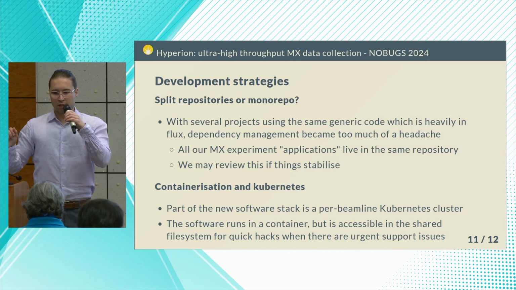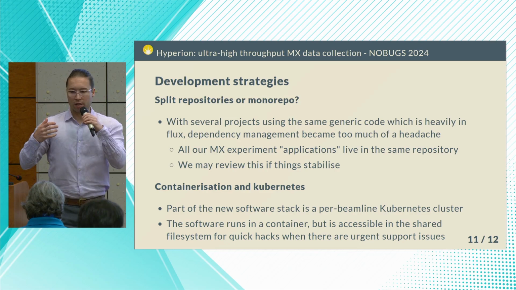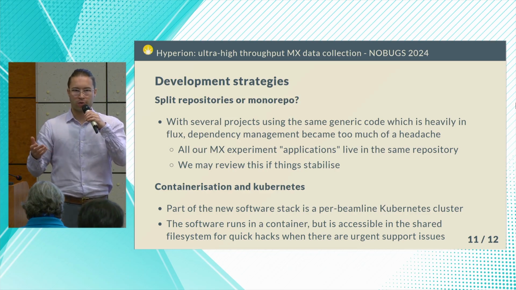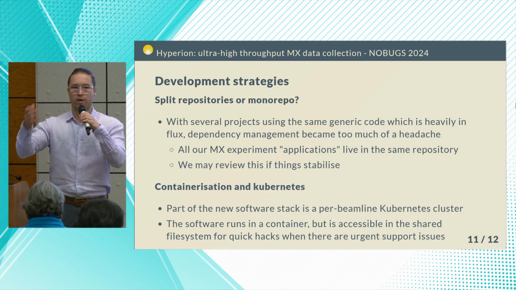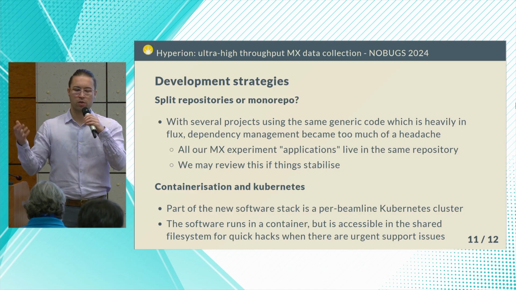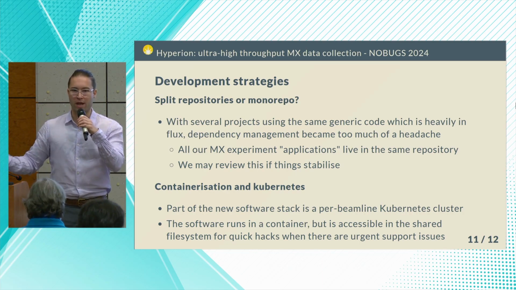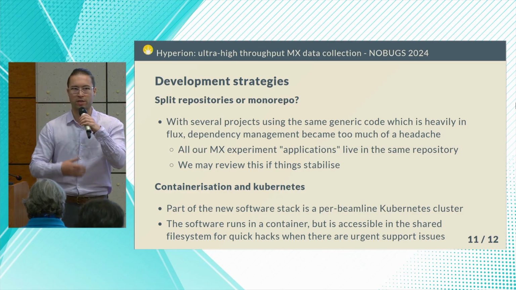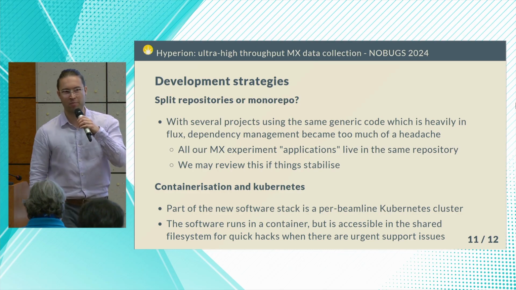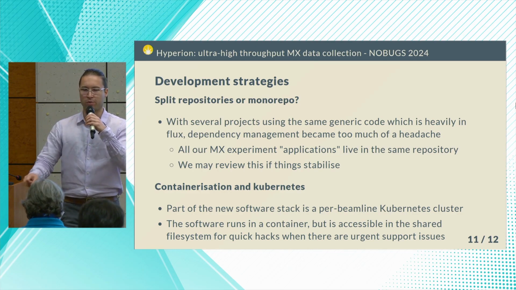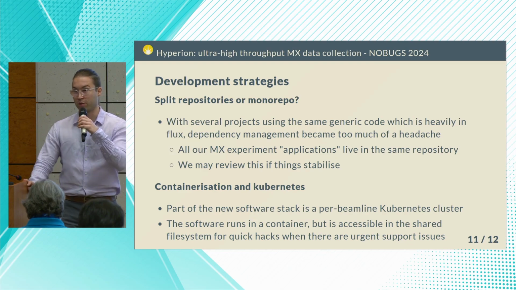We deploy the execution environment, the Python virtual environment, in a container running in the Kubernetes cluster, and then it still looks at code on disk in the shared file system to actually run the software. So we are still also able to make quick changes when something is needed immediately on the Beamline. But we have that sort of reproducibility for the environment that the software is running in.